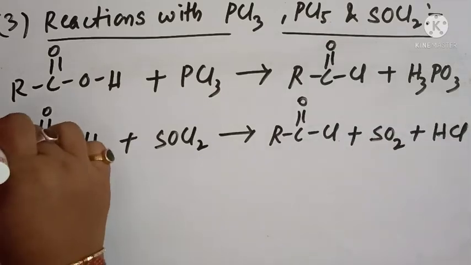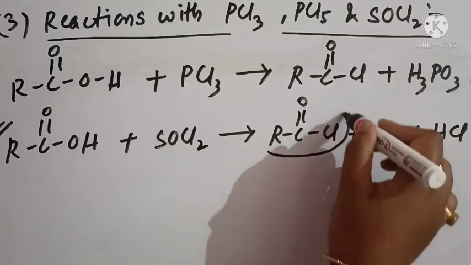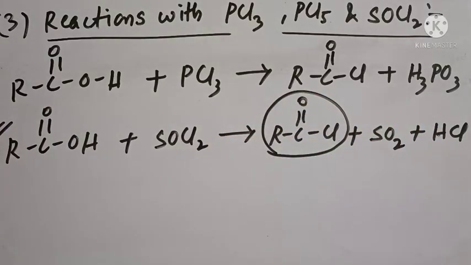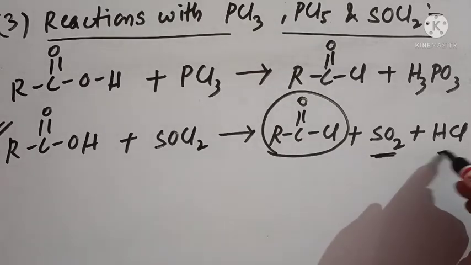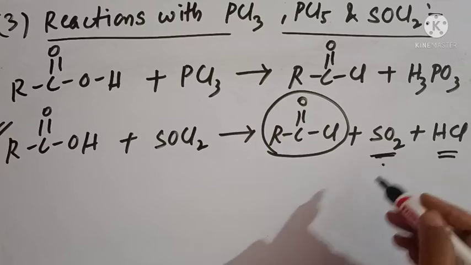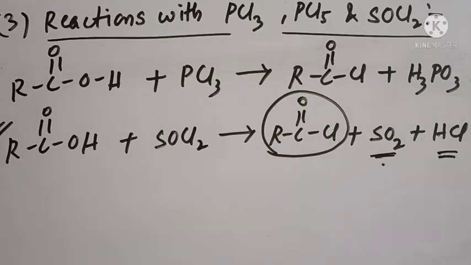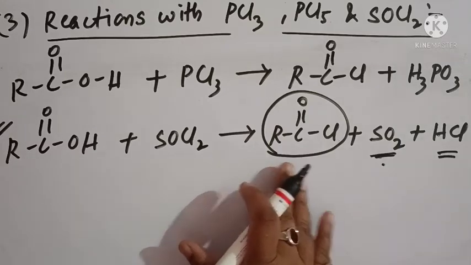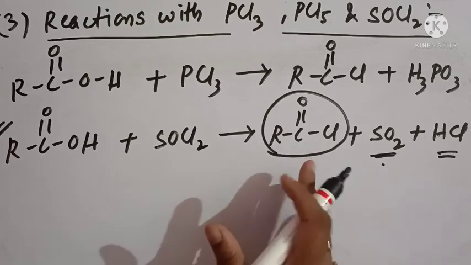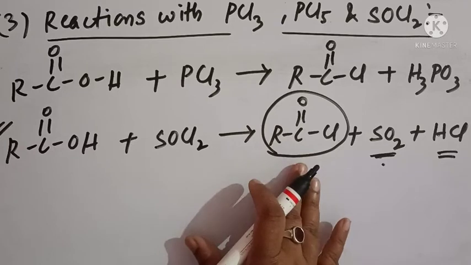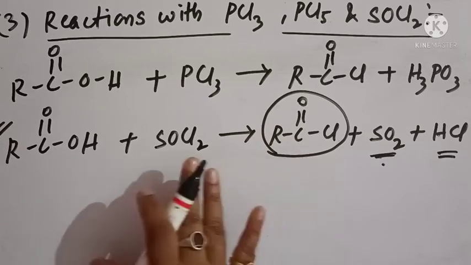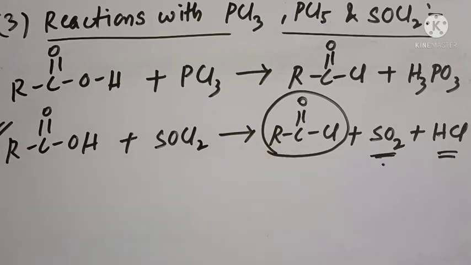So for the formation of the acid chloride, this method is used because the byproducts which form are easily escapable gases, so you will get a pure product or a good percentage yield of the acid chloride. This method is generally used for the preparation of acid chloride.